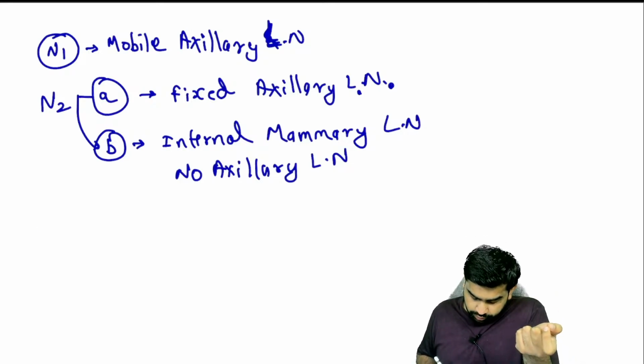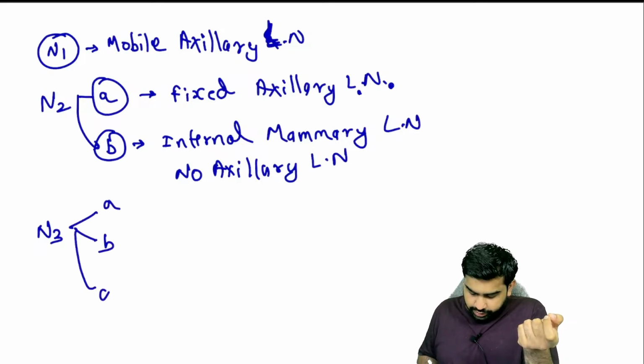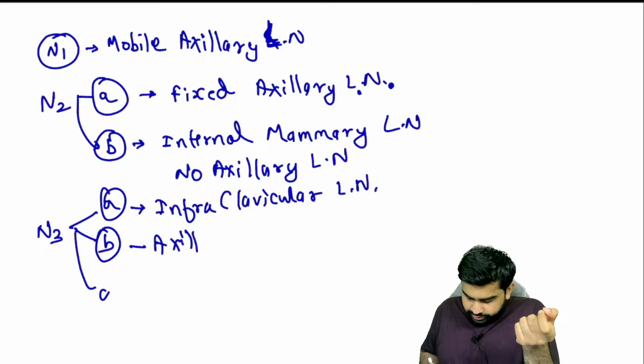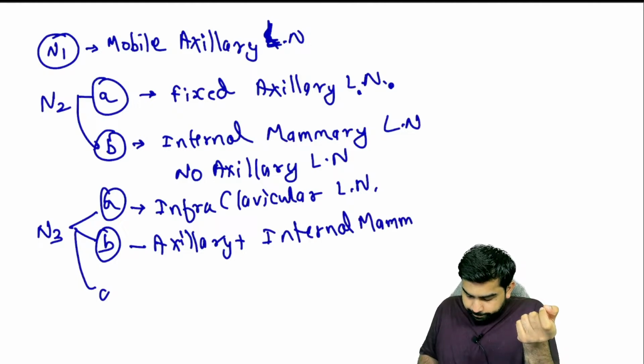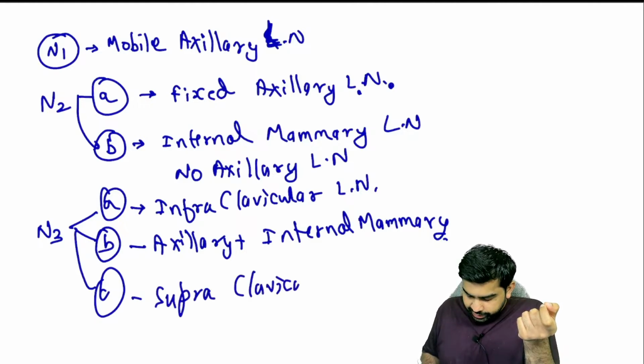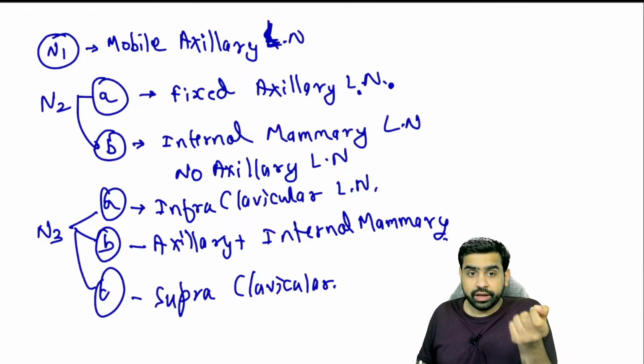What about the N3? N3 is divided into N3A, N3B, and N3C. What is N3A? N3A is infraclavicular lymph node. What about the N3B? N3B is axillary plus internal mammary group of lymph nodes. What about the N3C? N3C is supraclavicular group of lymph nodes. Okay, are you understanding my point?